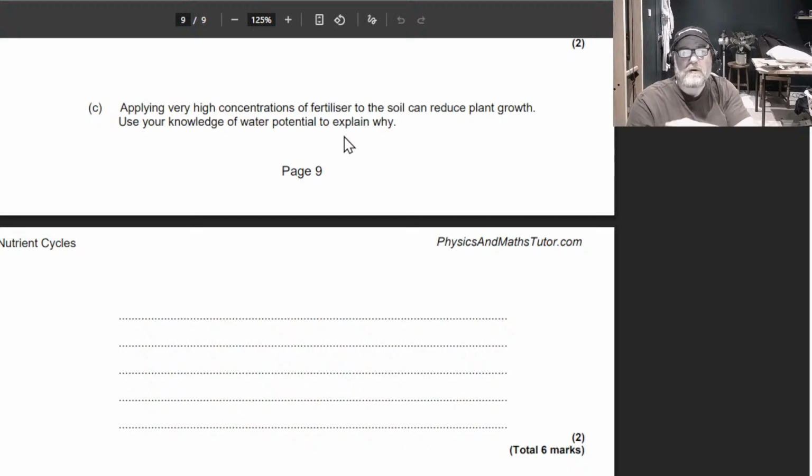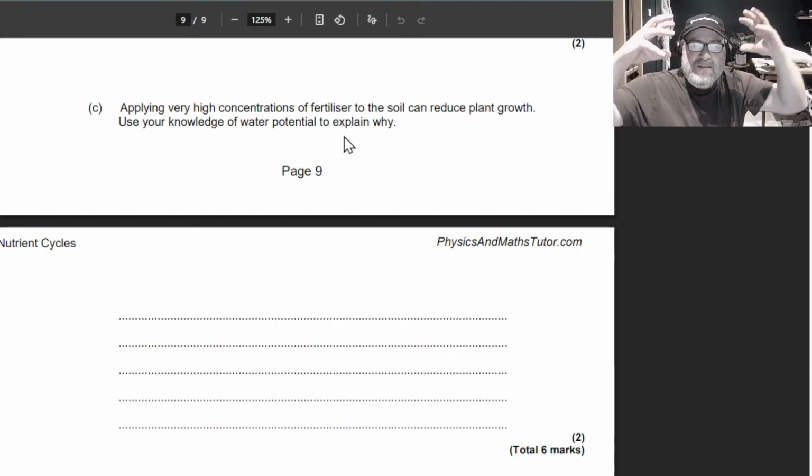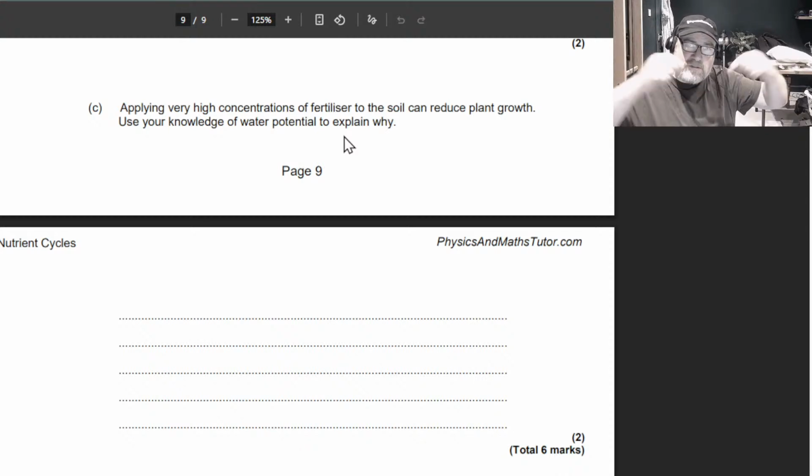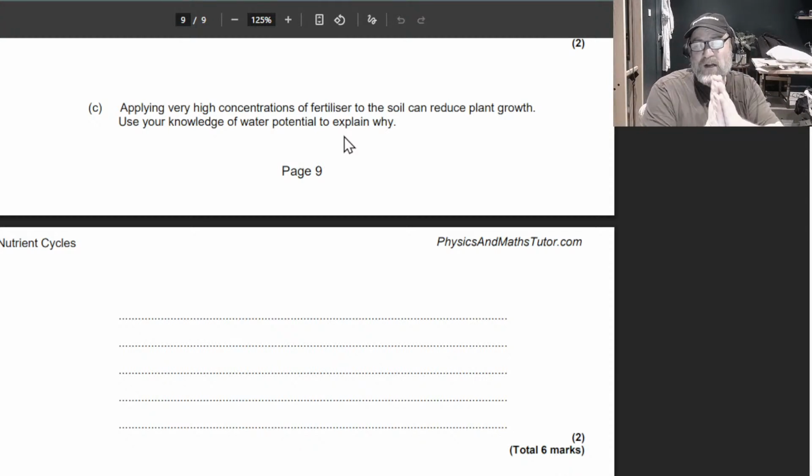What key word do you think of if someone says water potential? What key word would you think of if someone says water potential? Hopefully you'd link water potential in your brain to osmosis, and then you go, all right, what's going to happen if there's a high concentration of something soluble like fertilizer, it's going to lower the water potential of the soil. Which way is the water going to move? From the soil to the roots or the roots to the soil? Well, obviously the plant is going to lose water because water will move by osmosis from a high water potential in the plant to a low water potential in the soil down a water potential gradient.